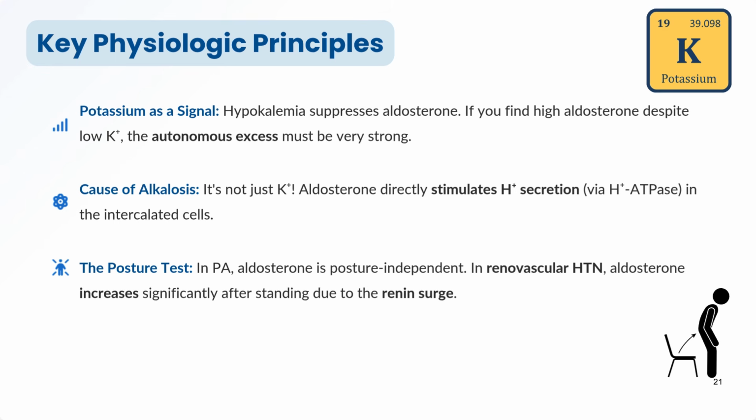And third, the posture test. This is a classic physiological trick. In primary aldosteronism, aldosterone is autonomous. It doesn't care if the patient is lying down or standing up. But in renovascular hypertension, aldosterone is driven by renin. So when the patient stands, renin surges and aldosterone rises significantly. A big postural jump strongly suggests a renin-driven process. These small physiological details may seem subtle, but they are incredibly useful. They help you interpret borderline labs, recognize false negatives, and understand the underlying mechanism, not just the numbers on the page.